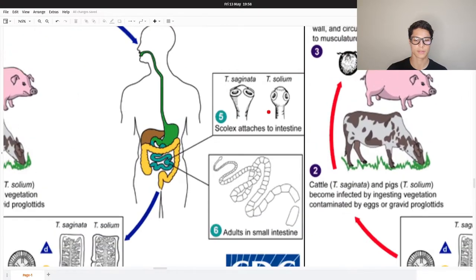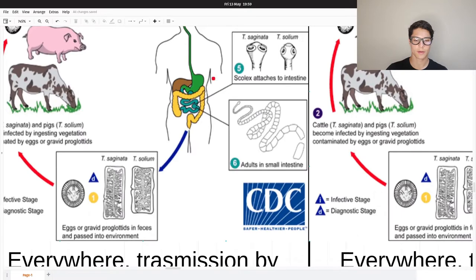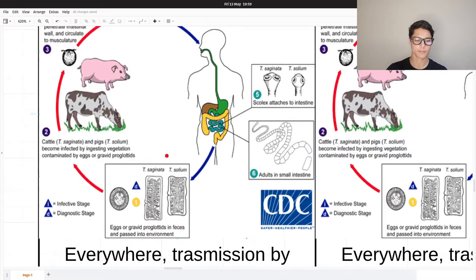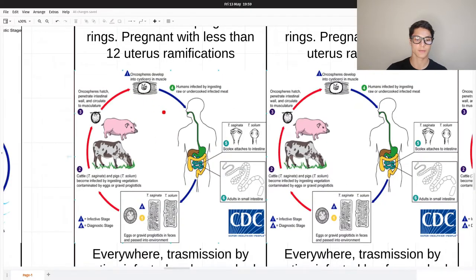As you can see here, this is the scolex of Taenia saginata and Taenia solium. And then, of course, they are going to attach with that scolex to the intestine, and adults will start to grow in the small intestine. And the cycle repeats, of course. So, eggs are eaten by the pig, they go to the musculature, they develop cysticerci in the muscle, and then we eat the infected meat.